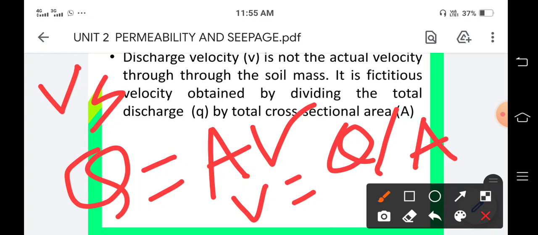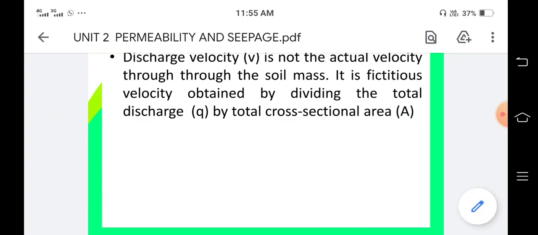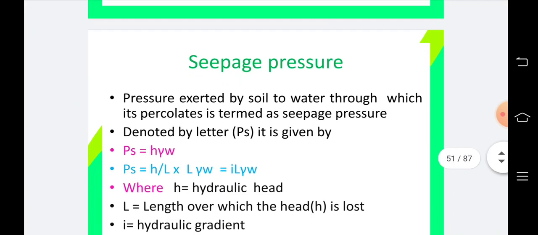According to this formula, we can define the discharge velocity as the total discharge of the soil per unit total cross-sectional area of the soil sample, which is called the discharge velocity, and its unit is also the same, meter cube per second.